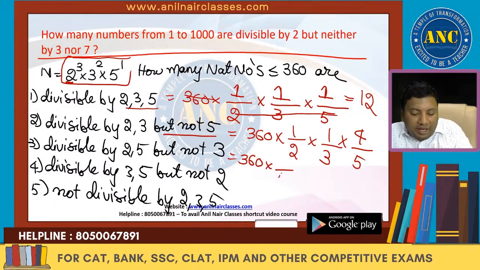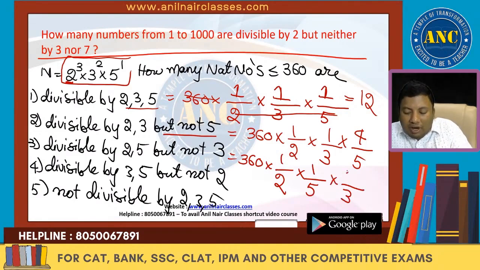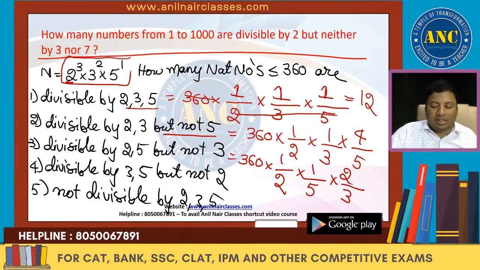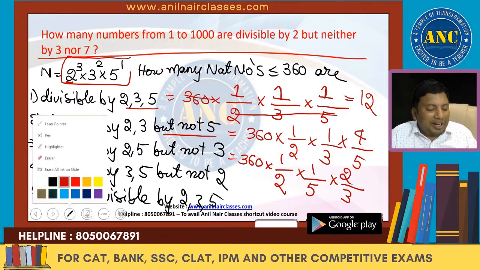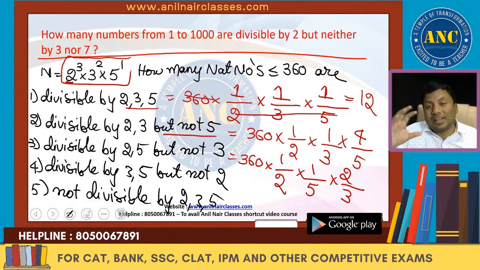Similarly, it is 360 into: out of every 2 numbers, 1 number will divide; out of every 5 numbers, 1 number will divide; out of every 3 numbers, 1 number will divide, not dividing is 2 by 3. I hope you got an idea. Either use the generic statement or the converse of the statement.